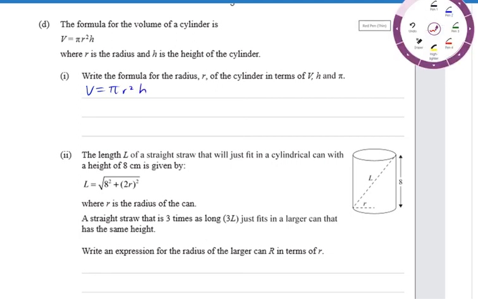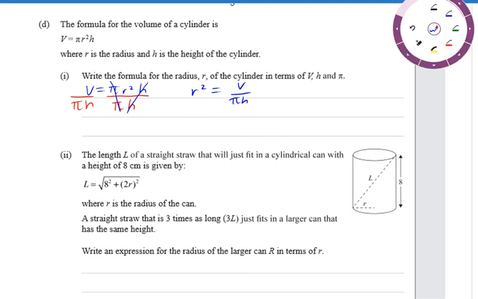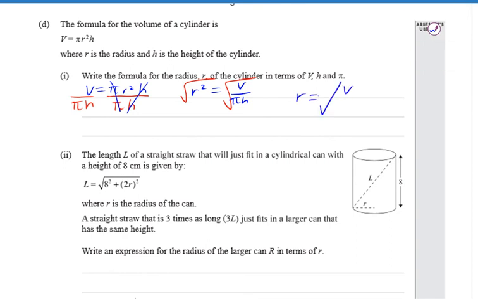And the first step of working I'm going to do is to divide both sides by pi, and I'm also going to divide both sides by h. And the purpose of that is to eliminate both pi and h from that side, so I'm only left with r squared. So that means I can write r squared equals v over pi h. My next step of working is to take the square root of both sides, because the effect of a square root on a square is to eliminate it, and that just leaves me with r. So I can write r equals the square root of v over pi times h.